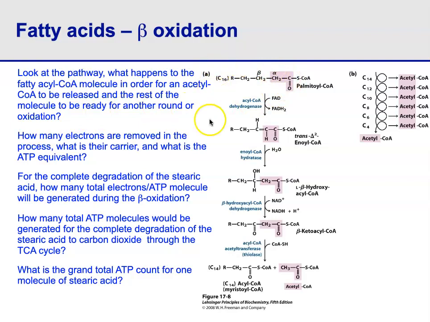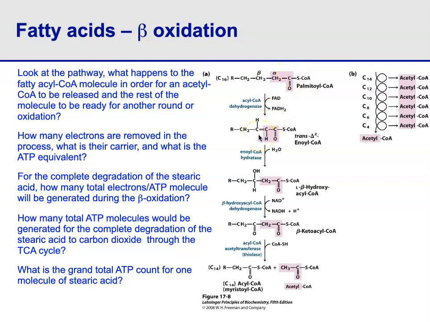Now, before we get into the names and the enzymes and the metabolites, I just want you to simply look at the pathway and figure out what happens to the fatty acyl-CoA molecule in order for an acetyl-CoA to be released and the rest of the molecule to be ready for another round of oxidation. So what does really happen? Okay, so first the molecule is oxidized between the alpha and the beta carbons. You can see how, and the alpha carbon is the first carbon after the carboxyl carbon, so between these two.